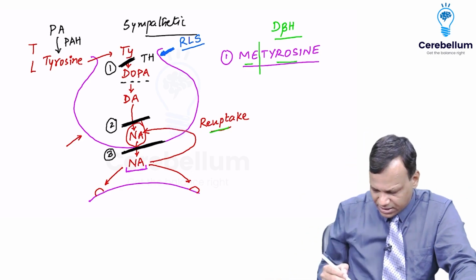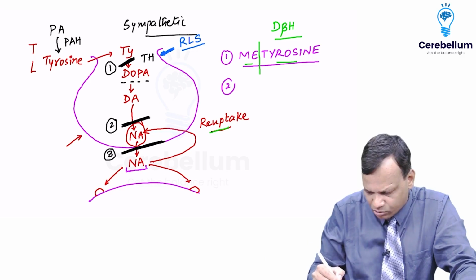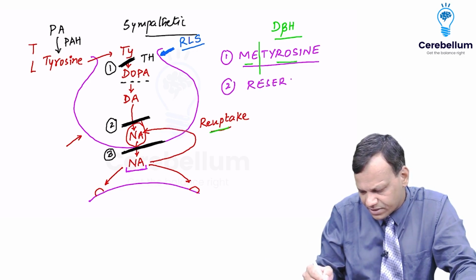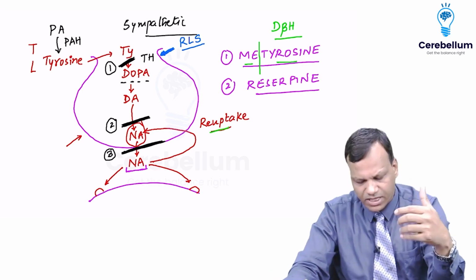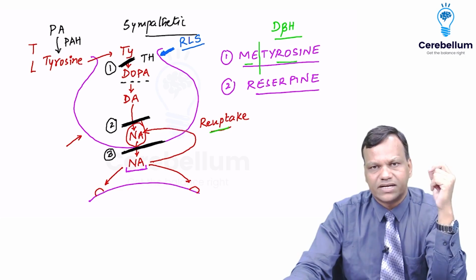Okay. Then second, we have a drug which can inhibit the entry of dopamine into the vesicle. That drug is reserpine. This is the one drug, reserpine. So the first drug which was formed that inhibits the entry of dopamine in the vesicle, it is reserpine.